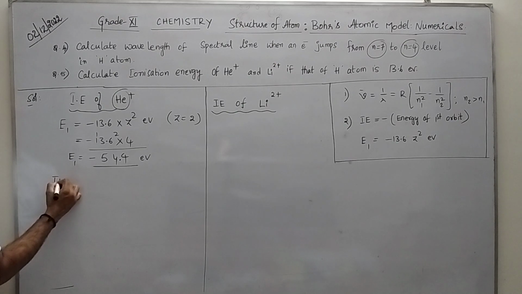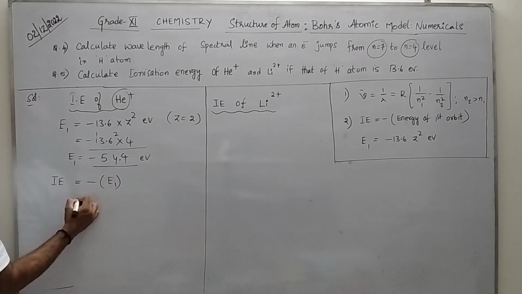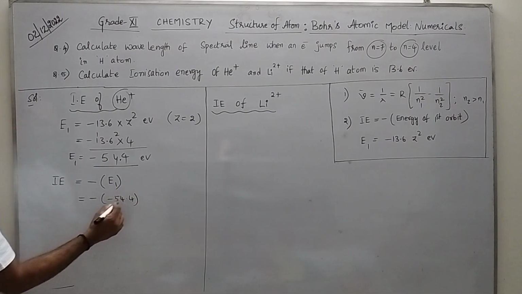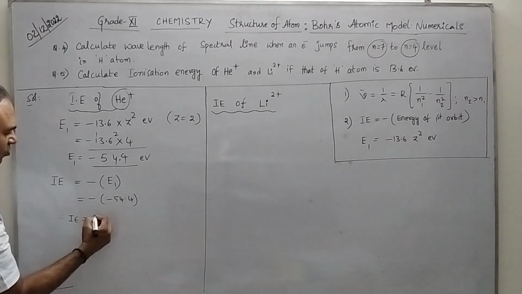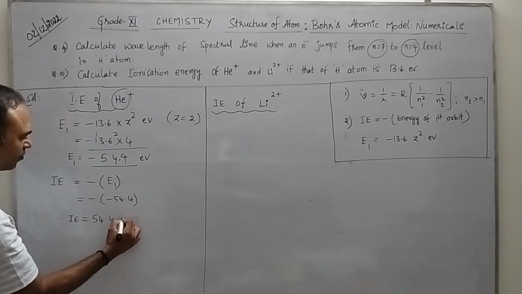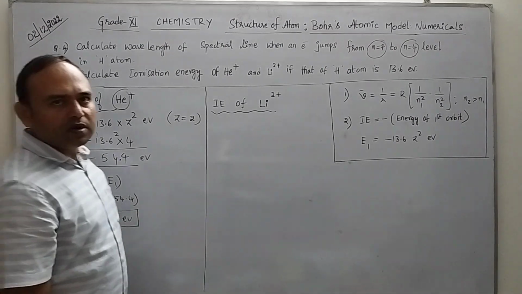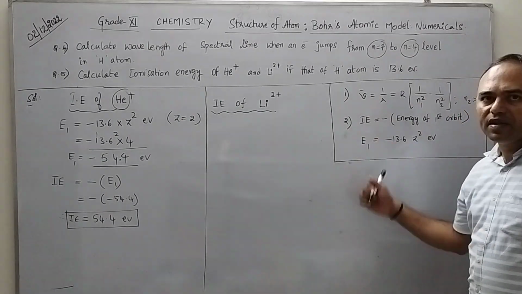Now what is ionization energy? Minus of E1. What is E1? Minus 54.4, minus into minus plus. Therefore the ionization energy of He plus will be 54.4 electron volt. Hope you are able to understand. Any other question will be there, you please follow the same method.